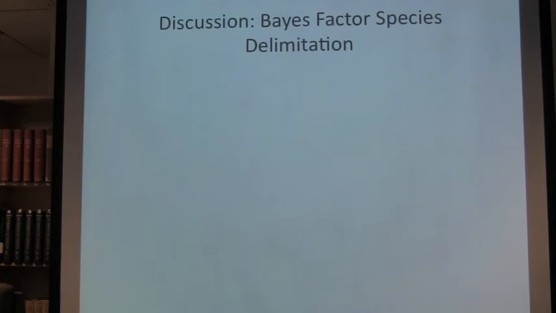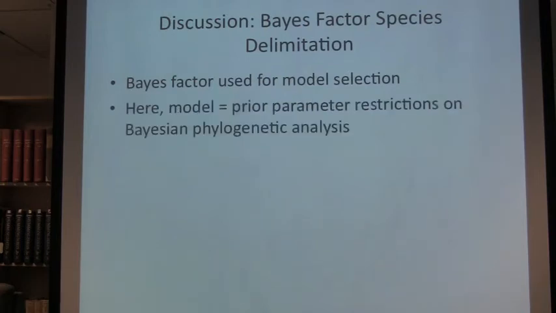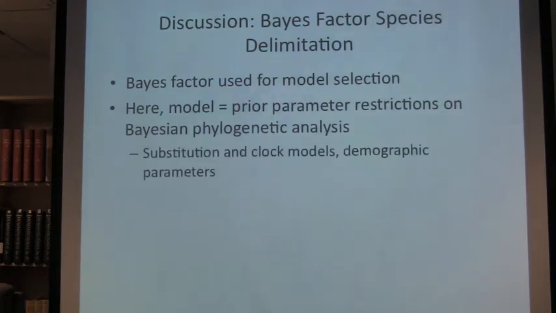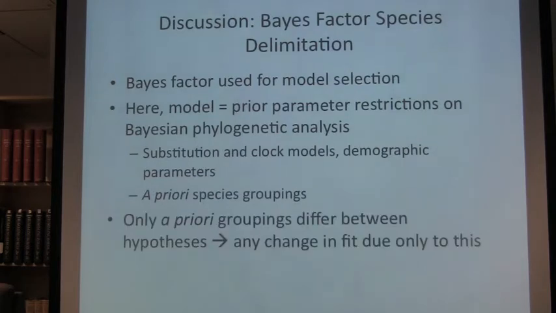The Bayes factor has previously been used for model selection in a number of scenarios. Here, our model consists of prior parameter restrictions on Bayesian phylogenetic analysis. So this model includes things like substitution and clock models, demographic parameters, and also includes a priori species groupings. So if only the a priori species groupings vary between these analyses, then any change of fit is due only to the change in these a priori species designations.